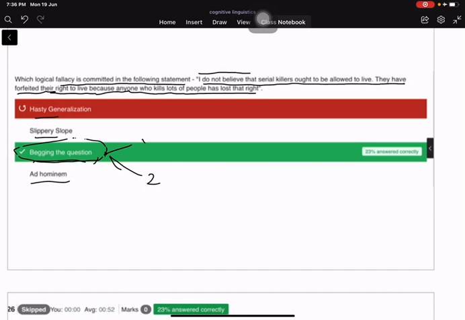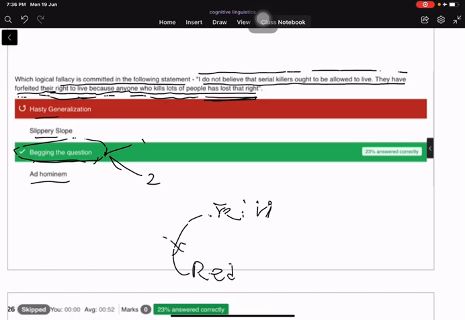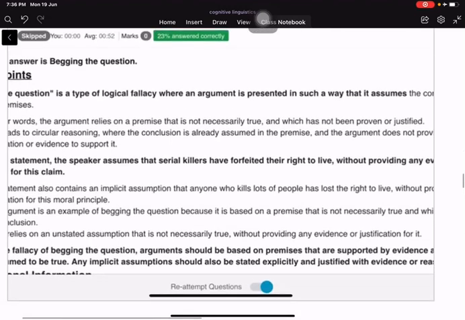I do not believe that serial killers ought to live. They have forfeited their right to live because anyone who kills lots of people has lost the right. Just that. If you have killed someone, you have lost the right to live. There is no reason why you have lost the right to live, but that you have lost the right. So you should be killed. So that's stupidity, not a fallacy.